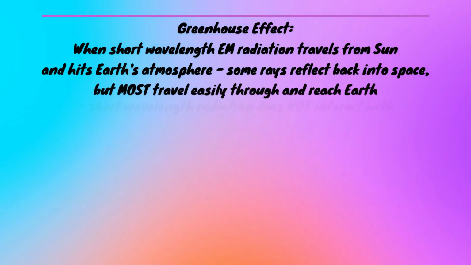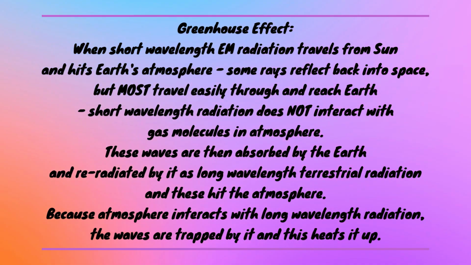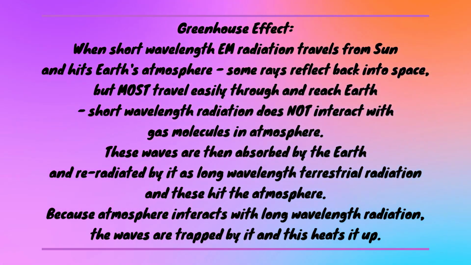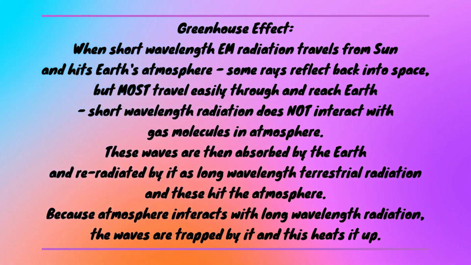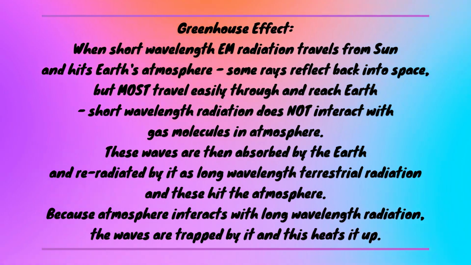So when short wavelength electromagnetic radiation, like UV rays, travel from the sun and hit the Earth's atmosphere, some rays reflect back into space, but most travel easily through the atmosphere and reach the Earth. And this is because short wavelength radiation does not interact with the gas molecules in the atmosphere strongly, so with our greenhouse gases. These waves are then absorbed by the Earth and essentially re-radiated by it as long wavelength terrestrial radiation, for example radio waves, and these hit the Earth's atmosphere, but because the atmosphere interacts with long wavelength radiation, the waves are trapped by it, and this heats the Earth up, and this is the greenhouse effect.